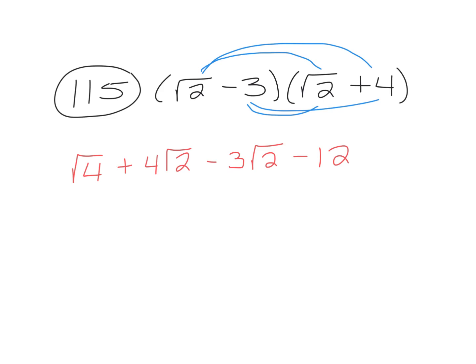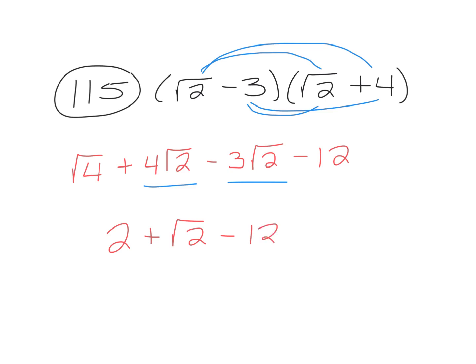Okay. What do I do once I get here, though? Now what operation are we dealing with? Like terms, right? We have addition and subtraction. So we want to look for like terms. Do I have any? Yes, where? Yep, the square roots of 2. Okay. Looking at this first term right here, what's the square root of 4? 2. What do I get when I combine my like terms? 1 square root of 2. And then I still have this guy out here, -12.